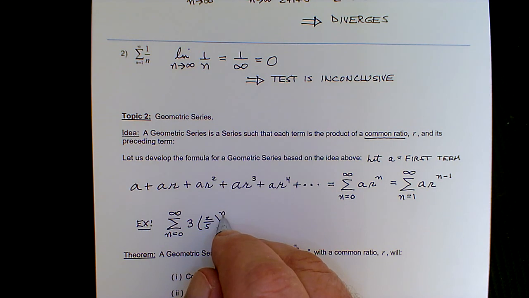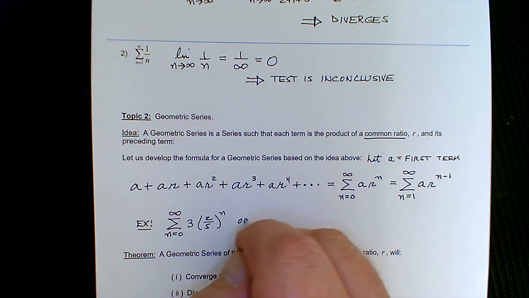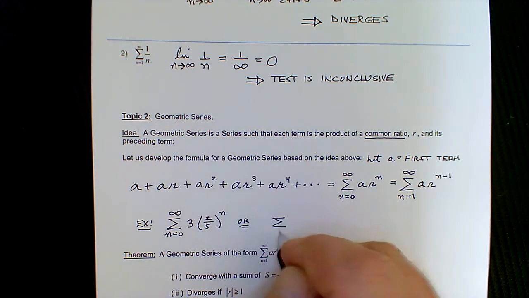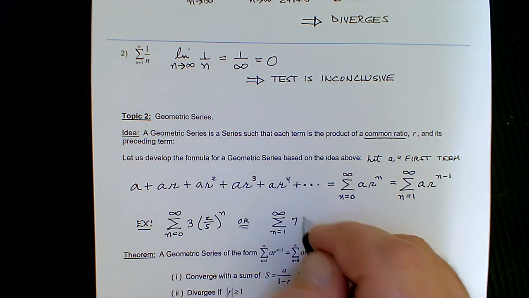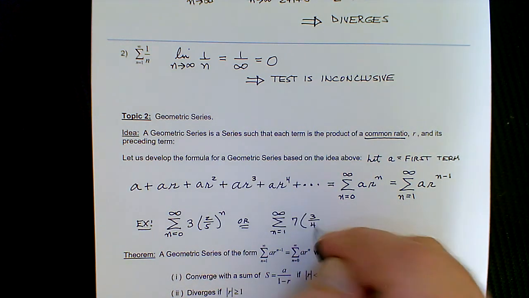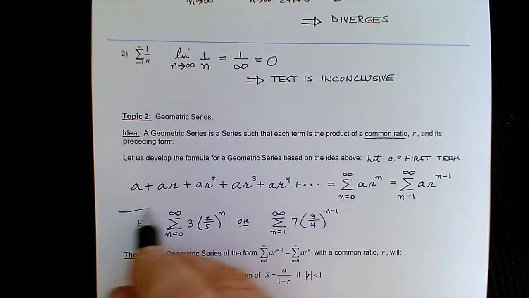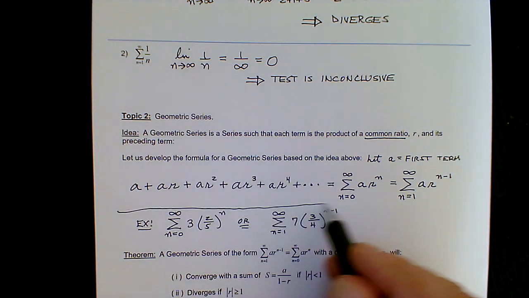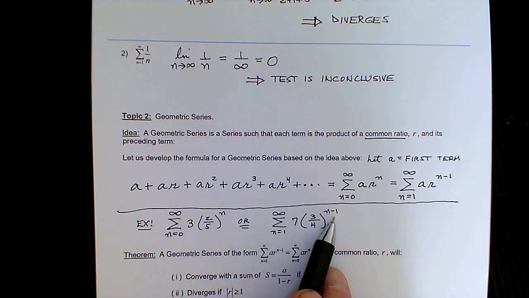Or maybe if you had the sum as n goes, I'm just giving examples of what they look like, 7 times 3/4 to the n minus 1th. Notice how in my examples here, let me separate that theory from this, I'm making the index match the appropriate power on r so that it fits one of the standard forms. We'll see an example momentarily where that doesn't work.